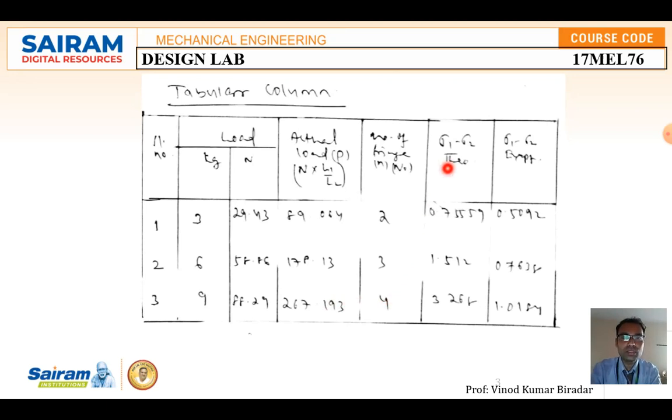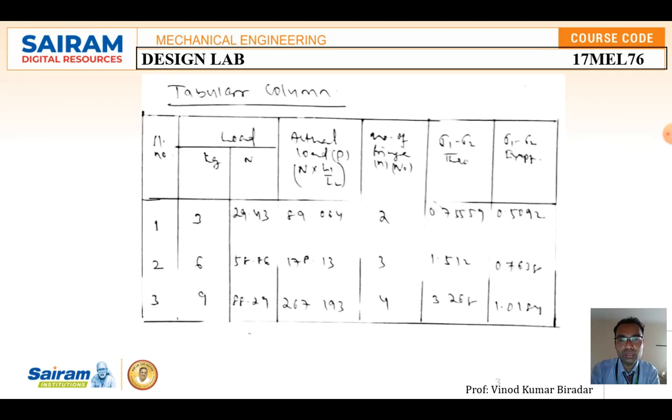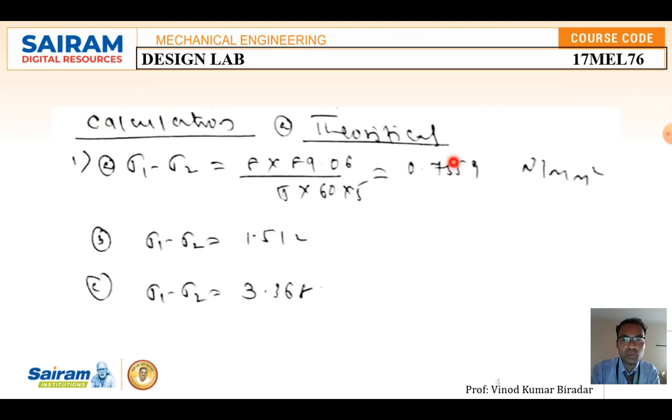Here you need to calculate sigma 1 minus sigma 2, theoretical and practical. How are we going to calculate it? There is a formula: 8 into 89.06, divided by pi into 60 into 5. So you get 0.755 Newton per mm square stress, for the theoretical value. Once you take the other loads, you get these values: 0.775, 1.517, 3.368. Initially I wrote the formula of how to get it.